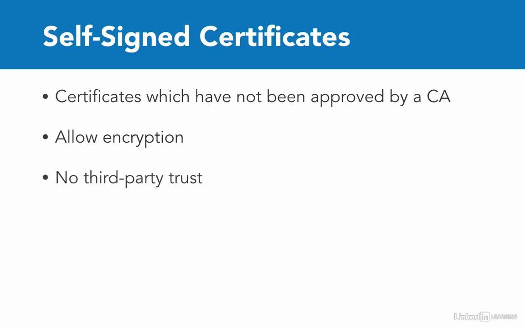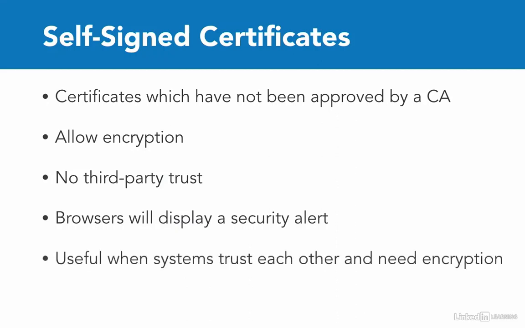We don't have that organization out on the internet who has vouched for the fact that this public key belongs to this entity. So if you try to visit a website that uses a self-signed certificate, the browser is going to display a security alert because it doesn't trust it. So why in the world would you ever want to use a certificate that isn't trusted by a third party? Well, they're useful when you have two systems that want to communicate with each other that already trust each other.